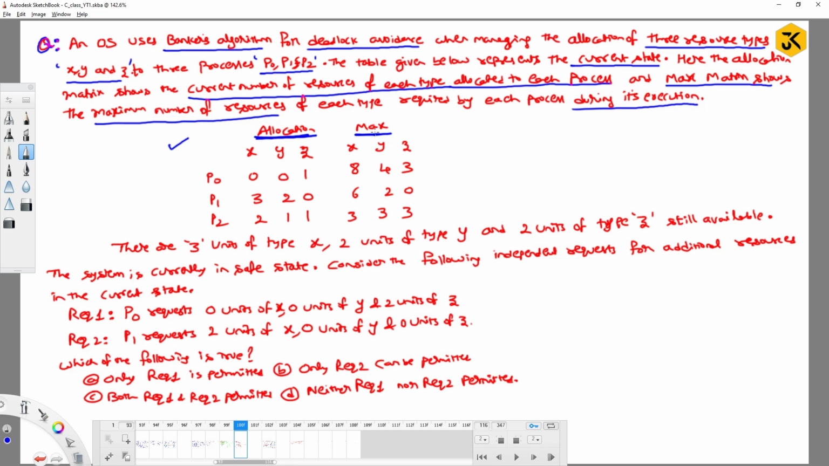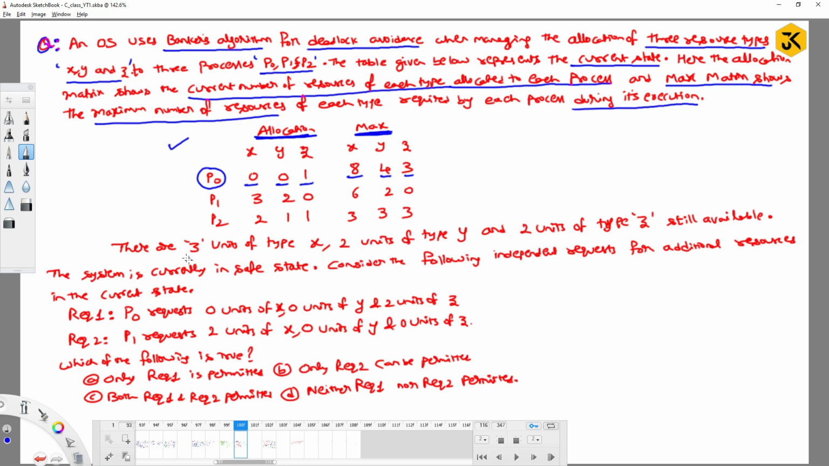Which means this particular matrix defines, for P0, how many maximum resources are required: 8, 4, 3 are the maximum resources required. Out of that, how many are already allocated? 0, 0, 1 are already allocated. That is the meaning of that first paragraph above.